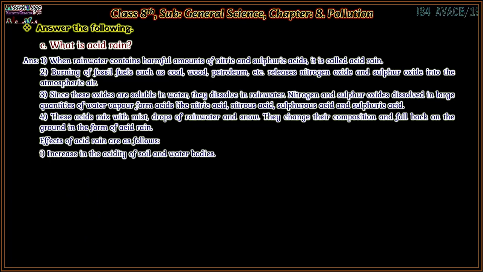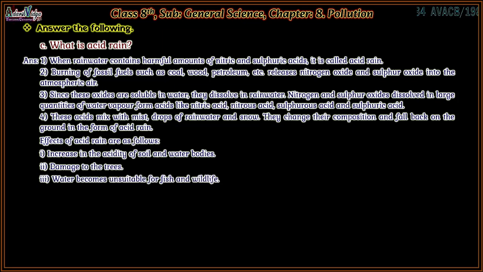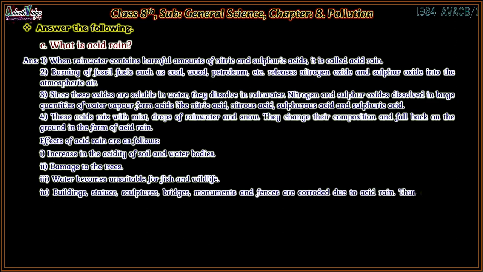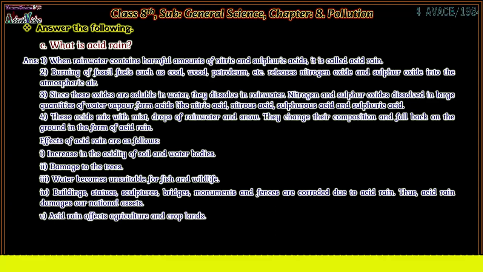First, increase in the acidity of soil and water bodies. Second, damage to the trees. Third, water becomes unsuitable for fish and wildlife. Fourth, buildings, statues, sculptures, bridges, monuments, and fences are corroded due to acid rain. Thus, acid rain damages our national assets. Fifth, acid rain affects agriculture and croplands.